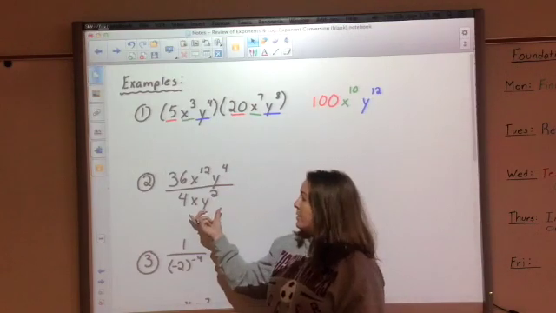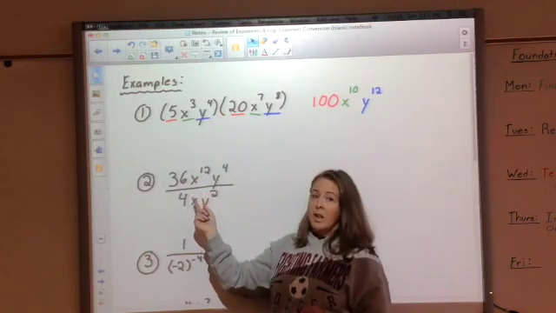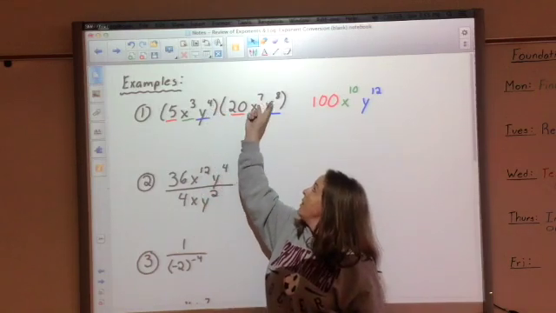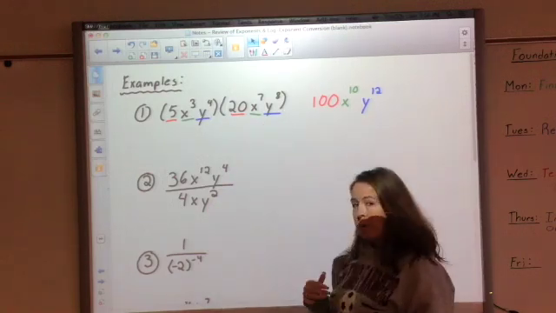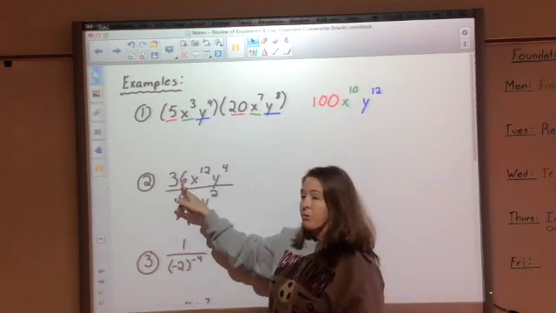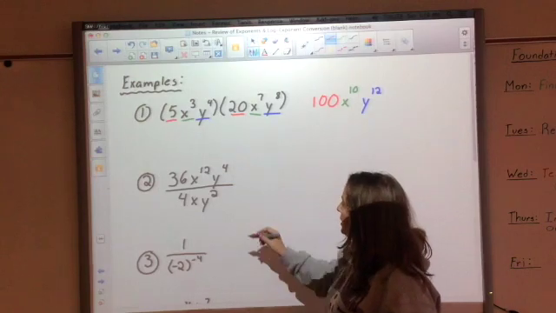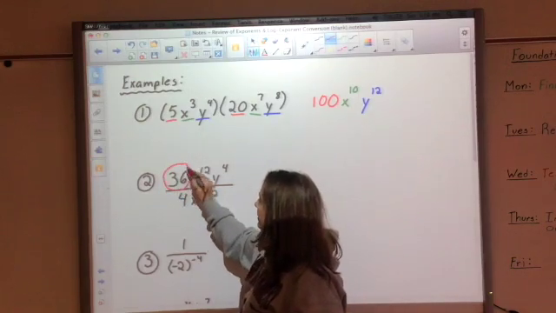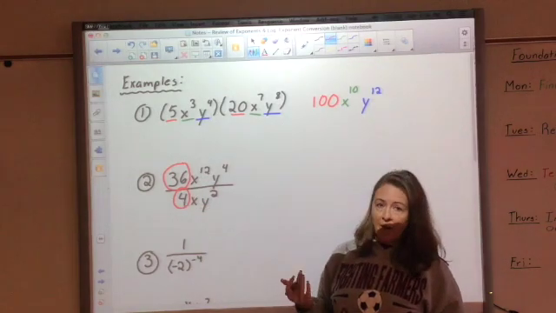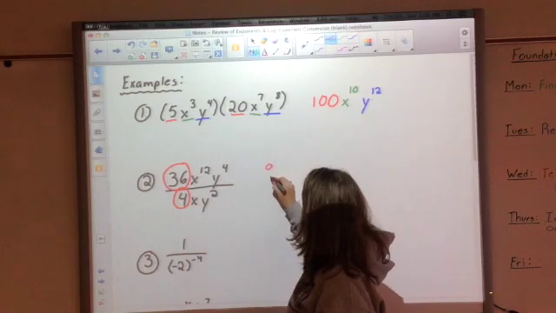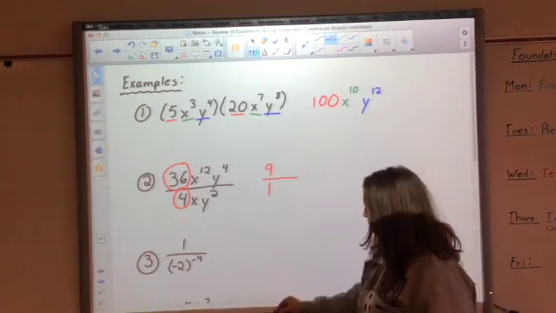Number 2 is very similar, but instead of being multiplied together, these are being divided. So if multiplying means we add the exponents together, then dividing means that we're going to subtract them. However, remember that our numbers, our coefficients in front, are still going to work the same as they always have in the past. So we're going to have 36 divided by 4. Well, if we take 36 over 4 and we simplify that fraction, we get 9 over 1. And we may or may not need to keep that 1. We'll find out when we're done.